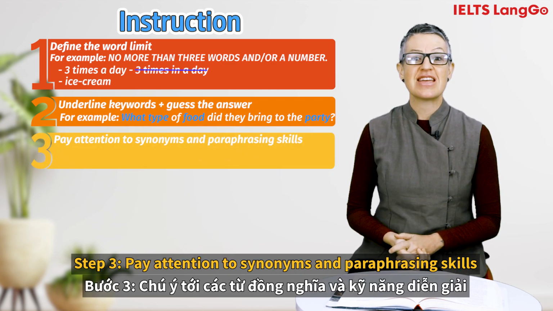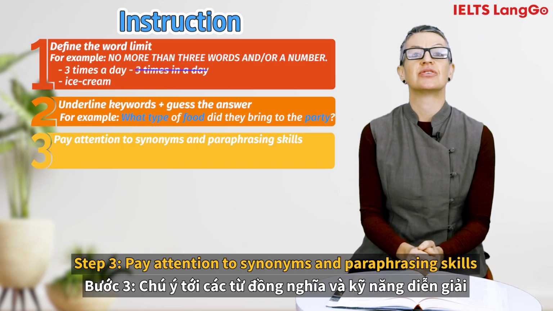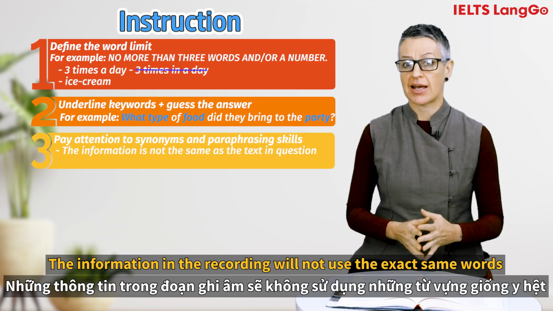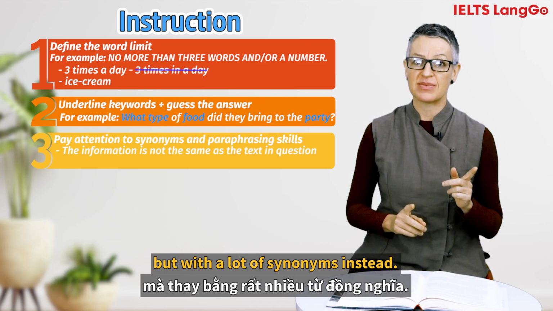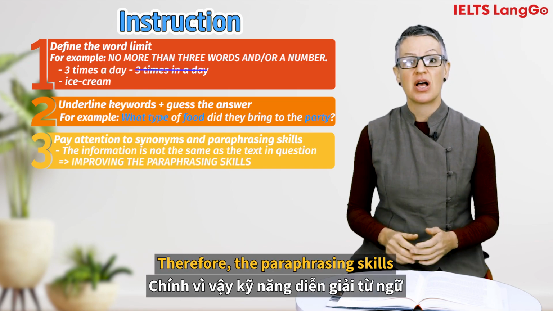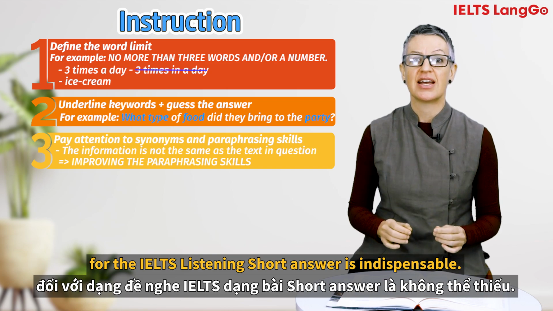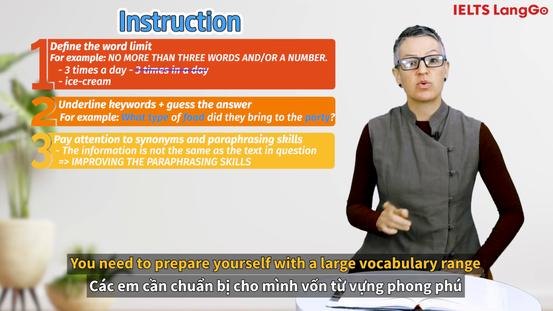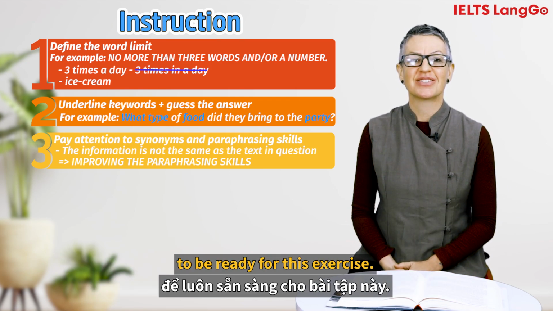Step 3 is paying attention to synonyms and paraphrasing skills. The information in the recording won't use the exact same words as in the questions, but with a lot of synonyms instead. Therefore, the paraphrasing skills for the IELTS listening short answer is indispensable. You need to prepare yourself with a large vocabulary range to be ready for this exercise.